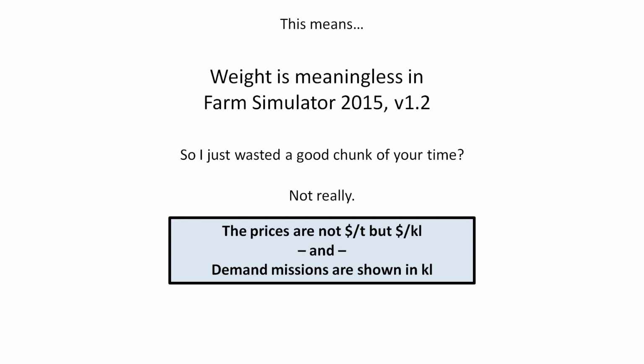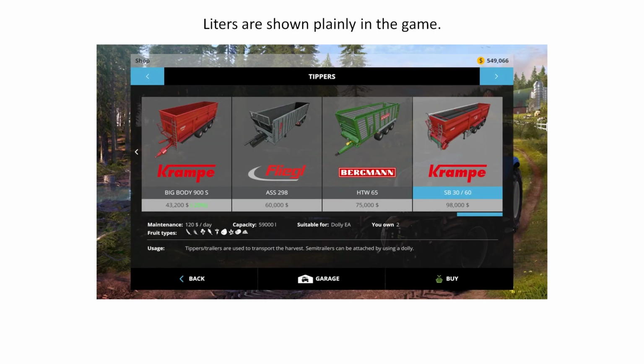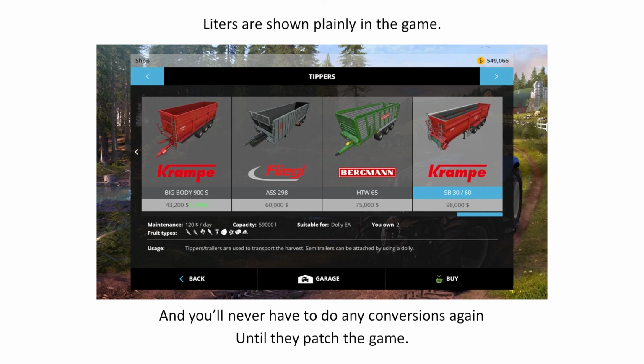The prices listed in your PDA are not dollars per ton, but dollars per kiloliter. And demand missions are also shown in kiloliters. So remember, a kiloliter is simply 1,000 liters. Very easy to move the decimal place around. The benefit of this is liters are shown plainly in the game. Here we see in the store 59,000 liters. And you'll never have to do any funny conversions again until they patch the game.